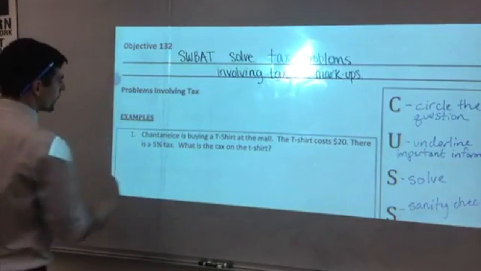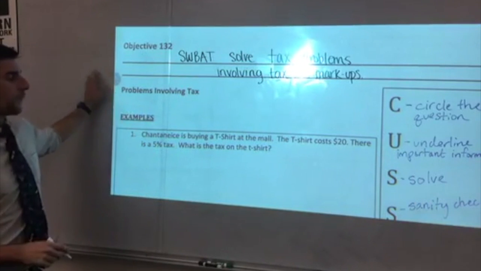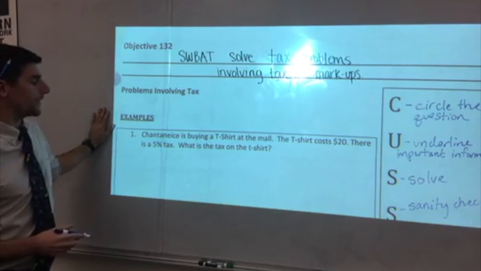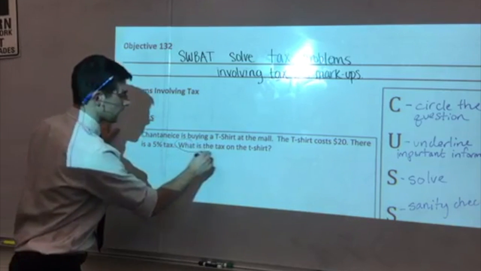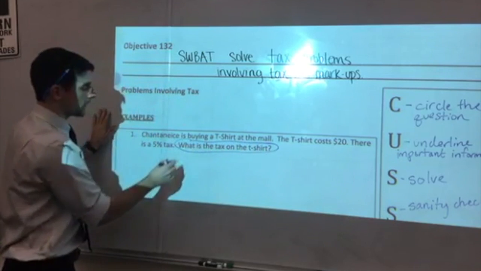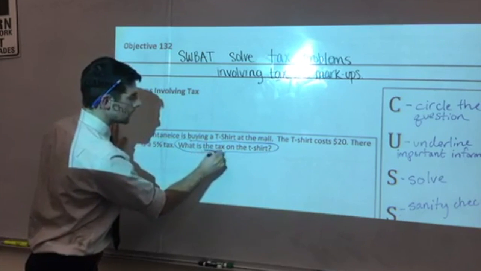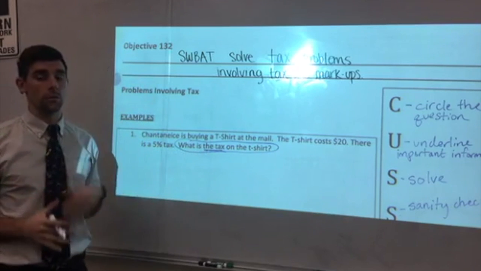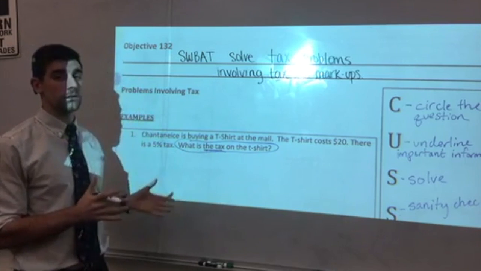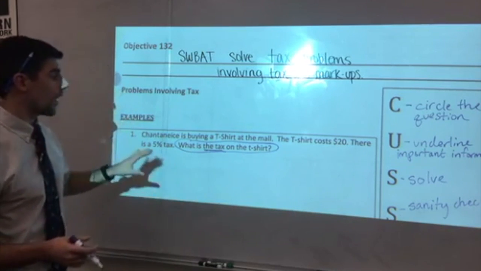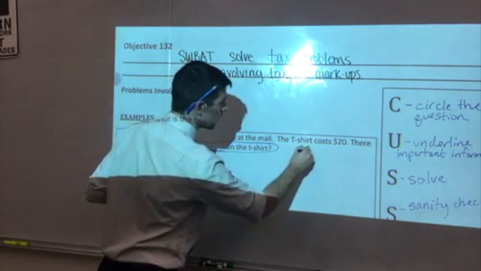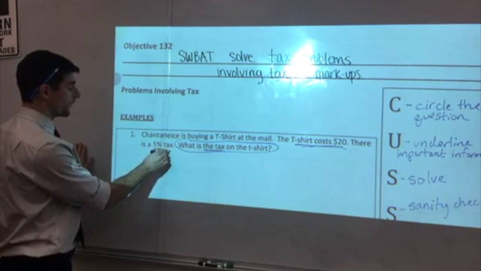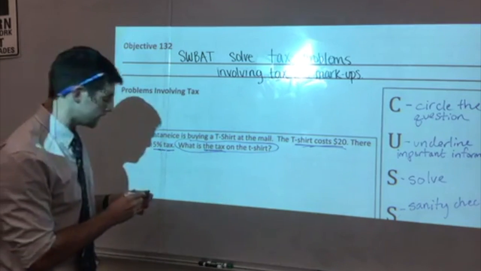So looking at example one, we have Shantanese is buying a t-shirt at the mall. The t-shirt costs $20. There is a 5% tax. What is the tax on the t-shirt? I'm going to circle that. That's what I'm trying to answer. And notice how I'm trying to figure out what is just the tax on the t-shirt. It did not ask for what is the total cost of the t-shirt. What are you actually going to pay? It just wants to know what is the tax on the t-shirt. As I go back through, I'm definitely going to need to know that the t-shirt costs $20. I also need to know that there's going to be a 5% tax added on.